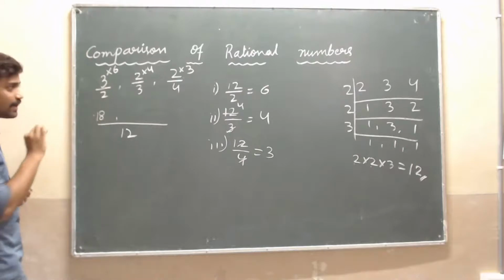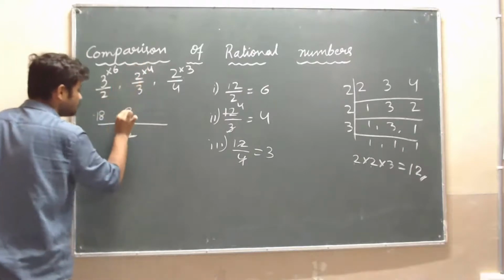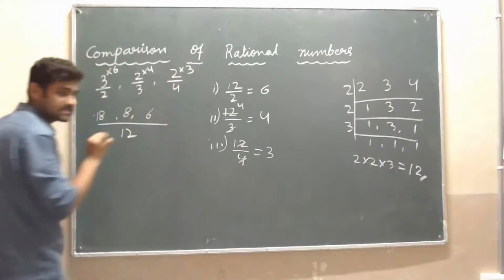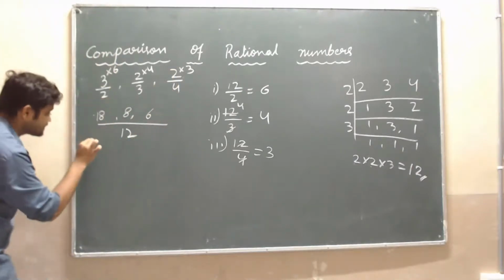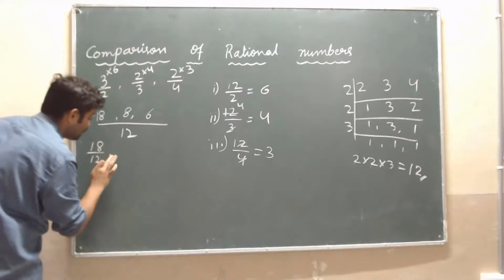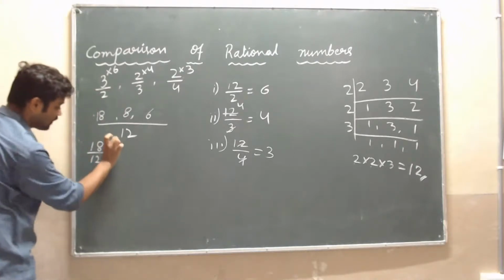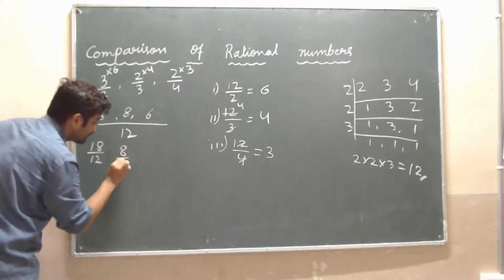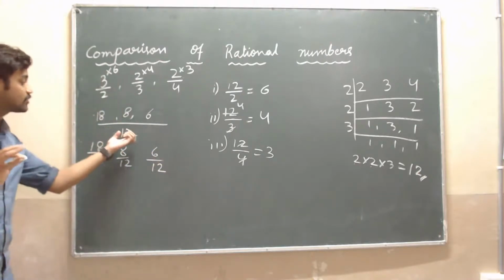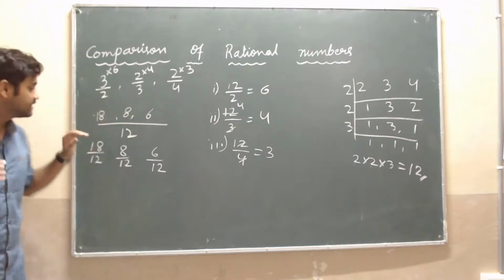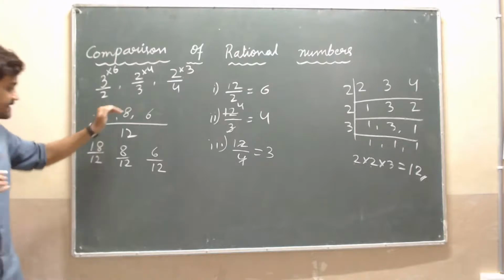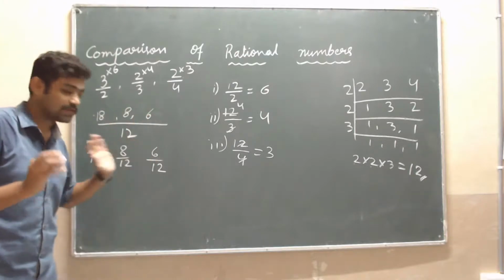Then 2 fours are 8, and 2 threes are 6. I will write it like this: 18 by 12, 8 by 12 and 6 by 12. I have just distributed this 12 to all the numerators. That is 18 divided by 12, 8 divided by 12, and 6 divided by 12.